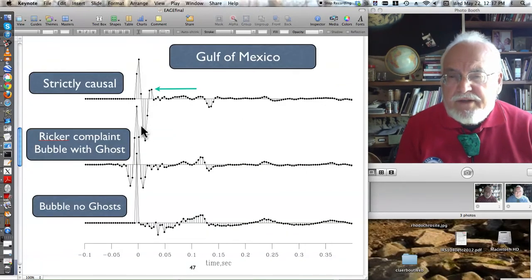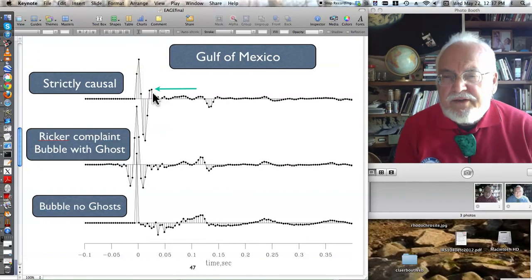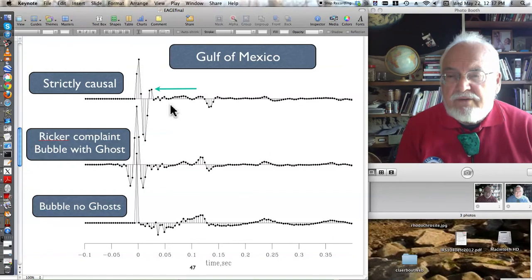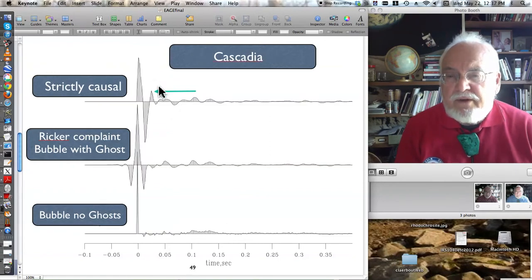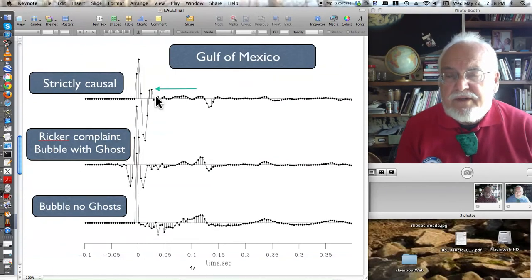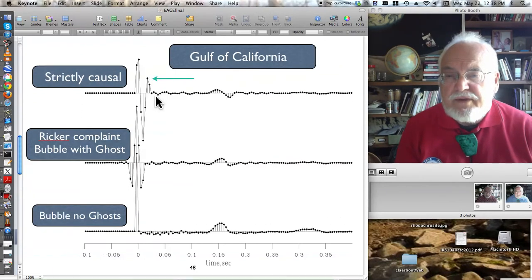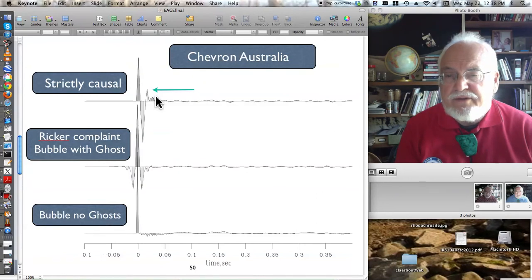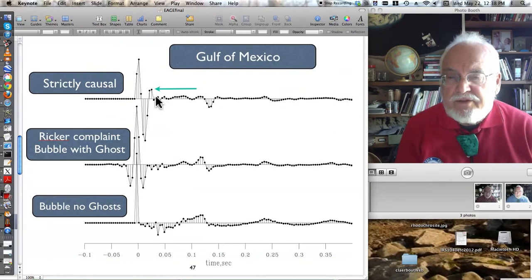I've got 4 data sets to show you. First, I'm going to zoom through them quickly and just have you look at the third lag. I'm going to make the claim that every time I look, the third lag is too small. This is the industrial standard, strictly causal. Gulf of Mexico, Gulf of California, Cascadia, offshore Oregon, and Chevron Australia, brand new data from Chevron. Good stuff. Two of these data sets are 4 mils and two are 2 mils. Doesn't matter what you do. That's what happens to the strictly causal.